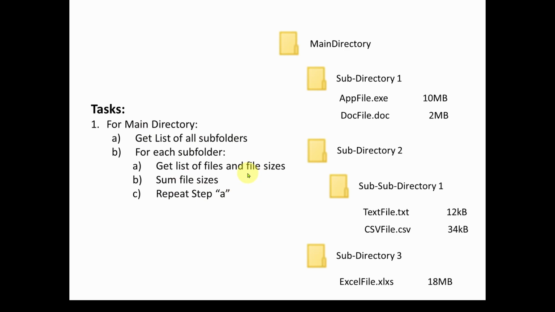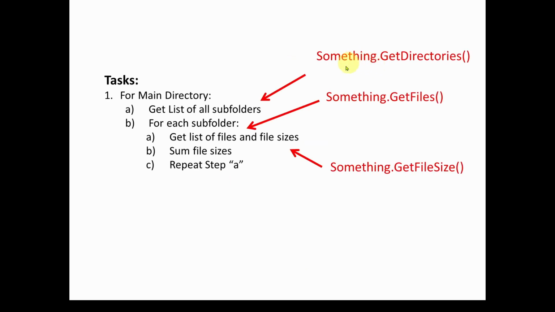Now we've got to figure out what we hope to find in .NET or .NET Framework that will help us with that. Well, to get the list of subfolders, we're hoping there's going to be something .GetDirectories. So it'll give us some sort of array or list of subfolders. And then for each subfolder, we have to have something .GetFiles, which is going to give us an array or a list of files. And then for each of those files, we're going to have to get a file size so that we can add them all together. So we're going to be looking for something like GetDirectories, GetFiles, and GetFileSize. And then we're going to have to figure out how we can do recursion through all of those.